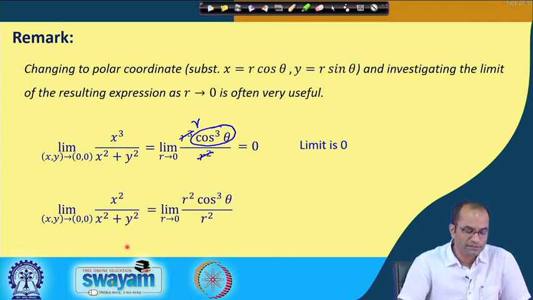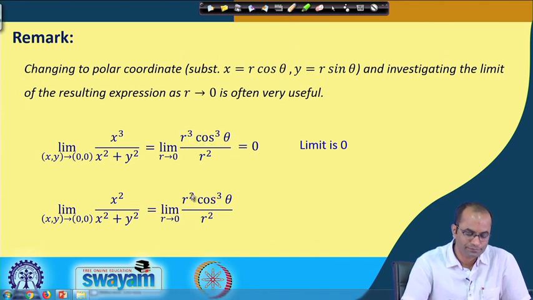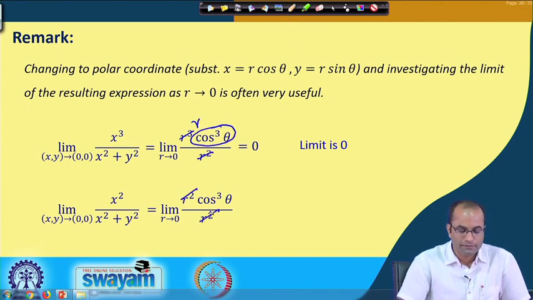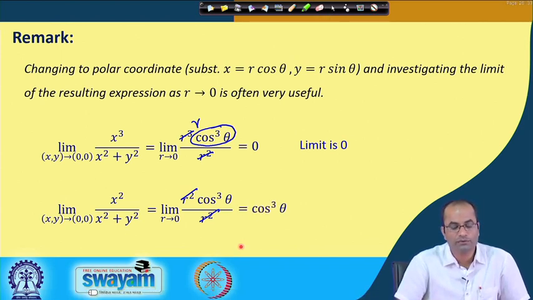And now, in this case, when we substitute again x is equal to r cos theta and y is equal to r sin theta in this, we will get here r square and here r square cos square theta. So, this r square will get cancelled with this r square, and in this case then there is no r left. So, this is cos square theta. So, this limit is cos square theta and it depends on theta.